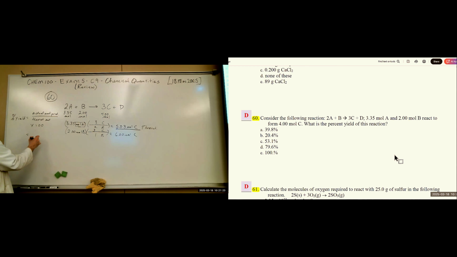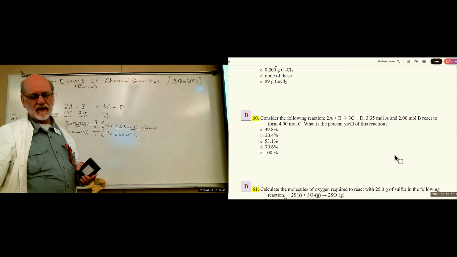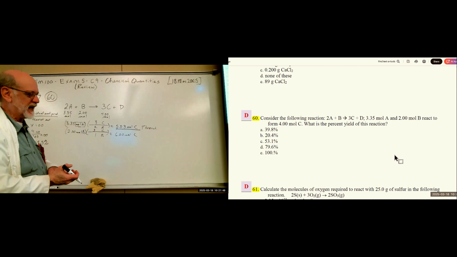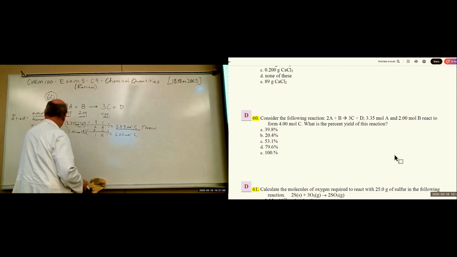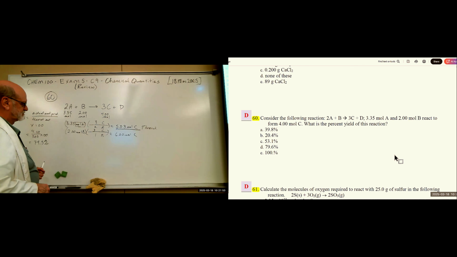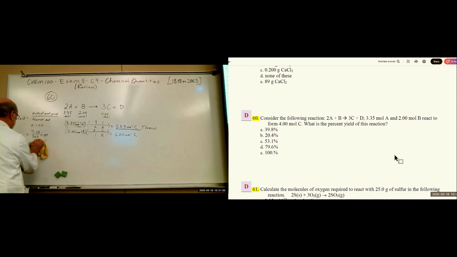So that would go in the bottom. We would have 4 divided by 5.03 times 100 equals what? 79.5% yield. Closest one to that is D, 79.6. Okay. Right. That was number 60.